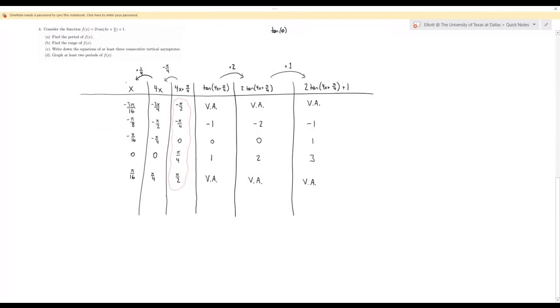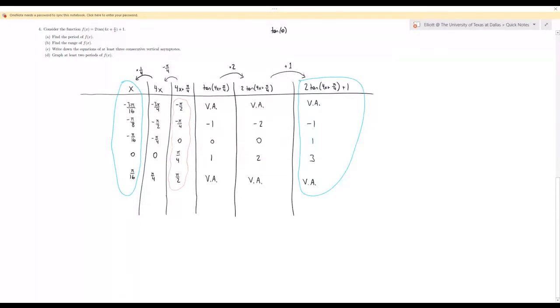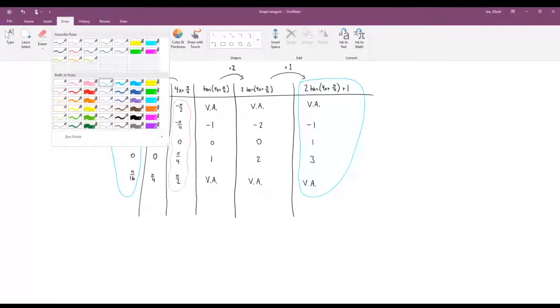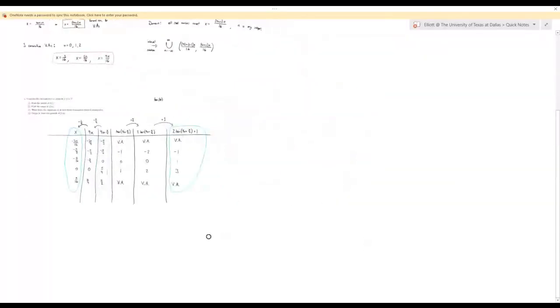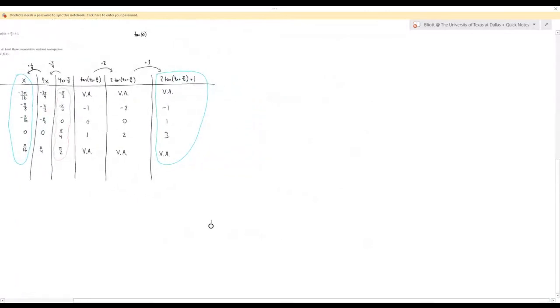Now to create your graph, you want to focus on the x column and then the final column for your function, okay? So the x column gives us all the x coordinates, and then this gives us the y coordinates of some of the points on the graph. Okay. So let me go ahead and set up a picture for this now.